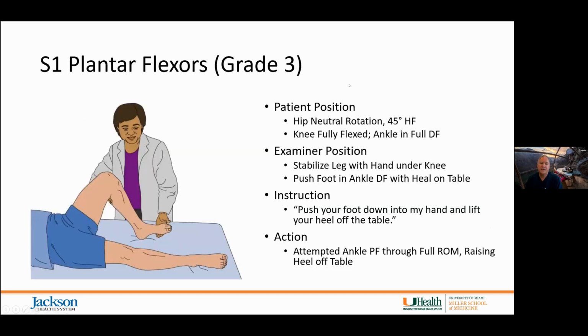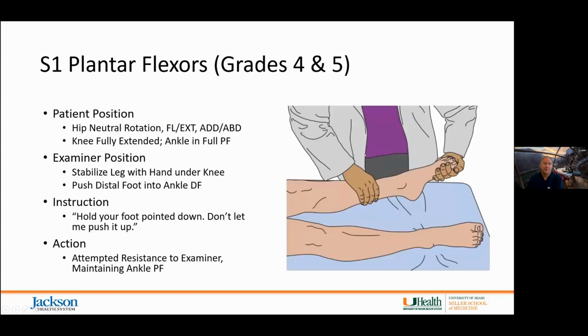And then for a 3, you're going to actually have them basically with the knee fully flexed, the ankle in a fully dorsiflexed position. You're going to ask them to push the foot into plantar flexion with the heel on the table. And basically, you're looking to see if they can lift their heel off the table. Once they've done that, they've scored a 3.